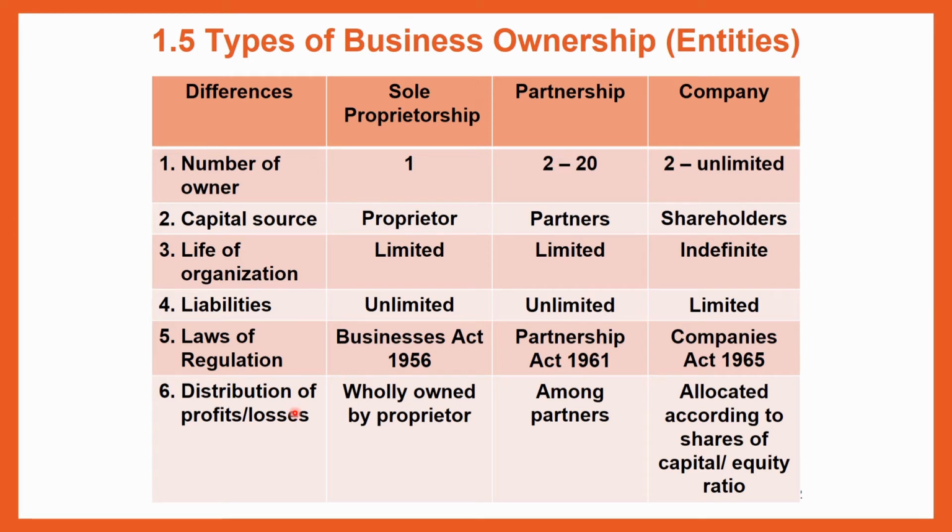Distribution of profit or loss. So, how do they distribute the profit or loss? For sole proprietorship, it is wholly owned by the proprietor. For partnership, they have to distribute profit among partners. And under company, the distribution of profit is allocated according to shares of capital or equity ratio.